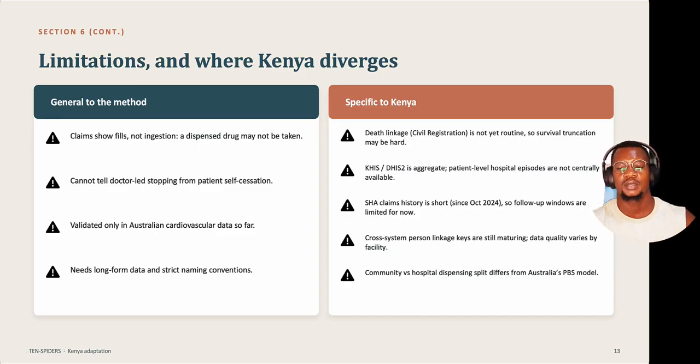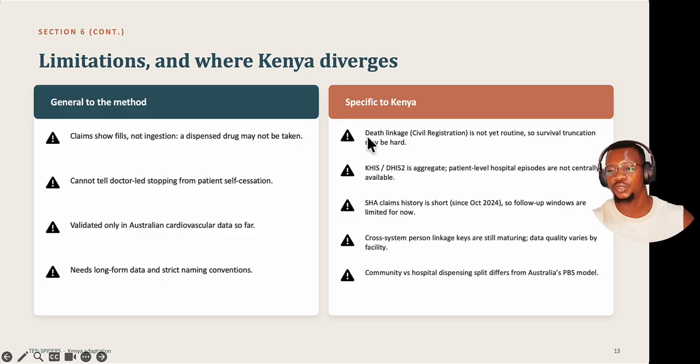Okay. Maybe the doctor stopped this drug and maybe switched them to another one. We cannot tell that from claims data. Of course, it's validated only in the Australian cardiovascular data so far. It needs long form data and strict naming conventions. I wish I would have attached the starter parameters, how they are captured in the starter software here. You'd see what this point means. But we could always attach the link to the paper to this video.